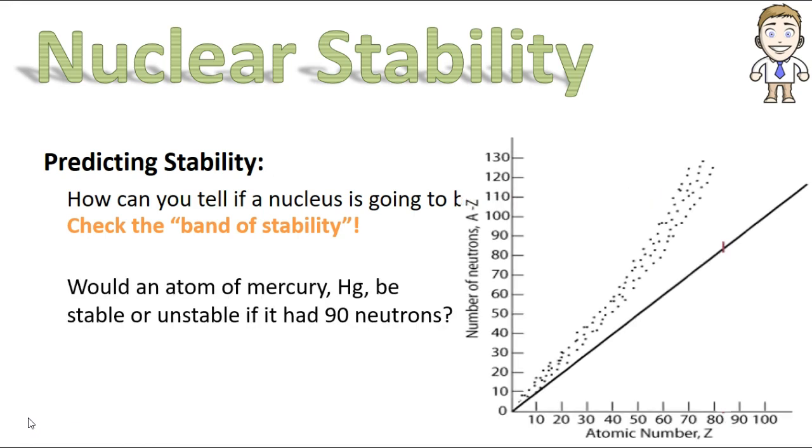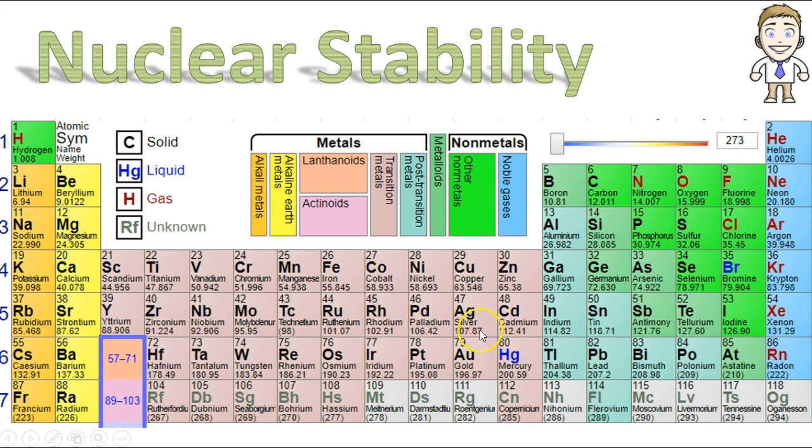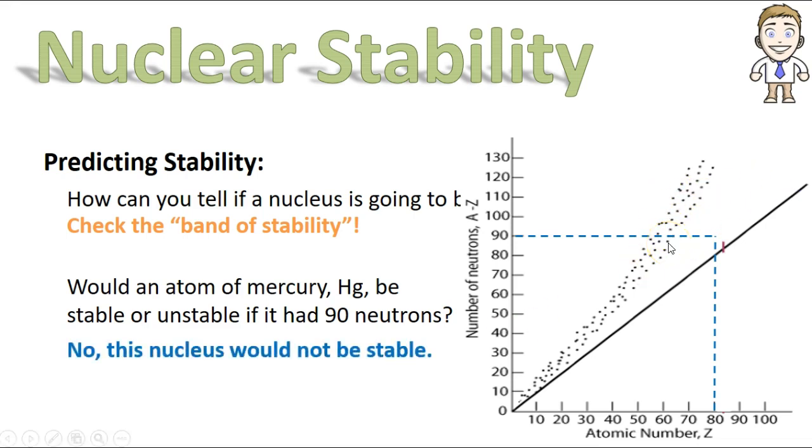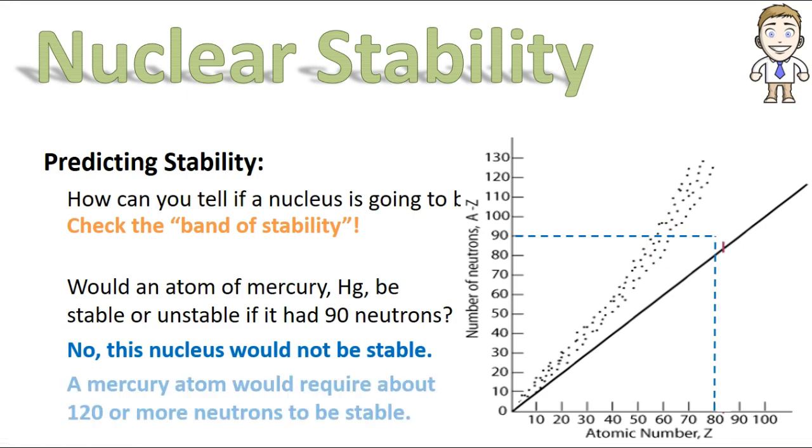What if we had an atom of mercury? Would it be stable or unstable with 90 neutrons? You'd probably need a periodic table to find mercury and see that it has 80 protons. So you find 80, follow a line up, find 90 on the neutron side and see where they meet. Since it is not in the band of stability, it's outside that range, no, this nucleus would not be stable. You could also say that that atom of mercury, in order to be stable, would have to be up in this range, probably somewhere around 120 neutrons to achieve stability.